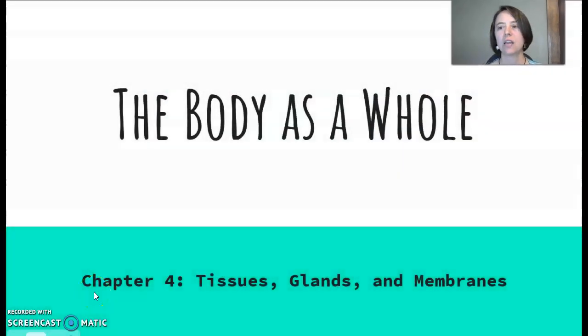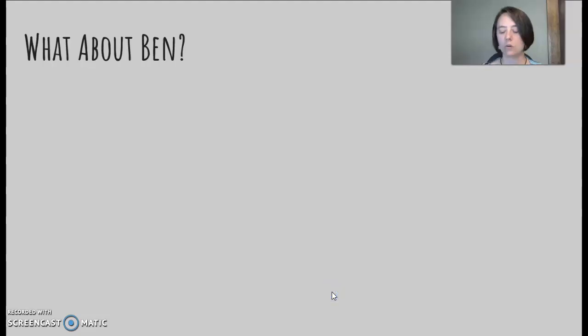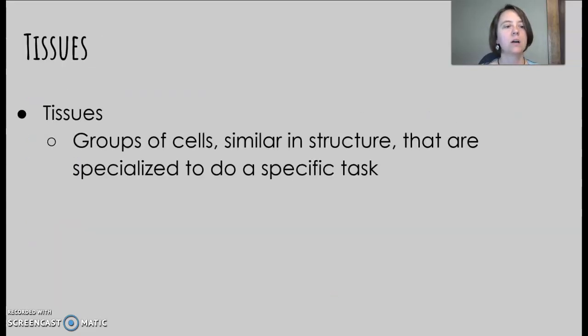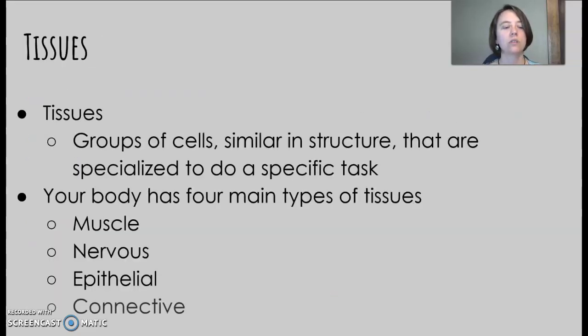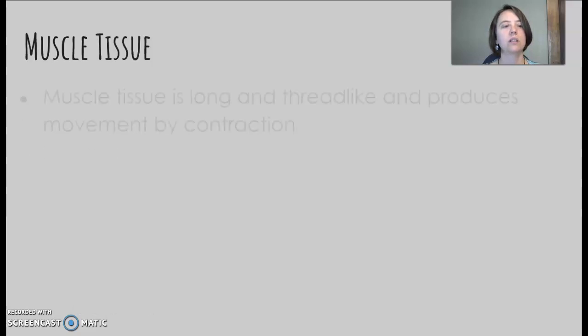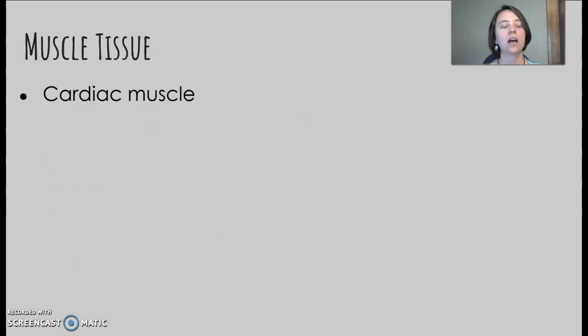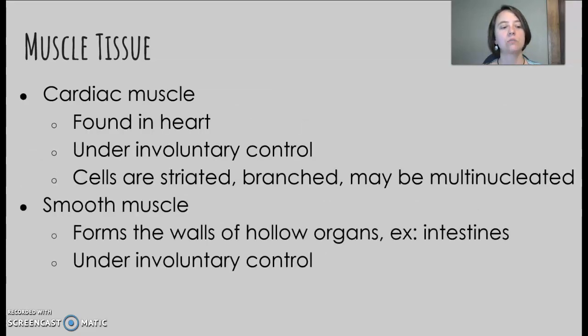And previously, in Part 1, we started talking about tissues, glands, and membranes. We learned about what happened with Ben. We learned what tissues were. We learned the 4 types of tissue: muscle, nervous, epithelial, and connective. We learned about muscle tissue first and the 3 types: skeletal, cardiac, and smooth.